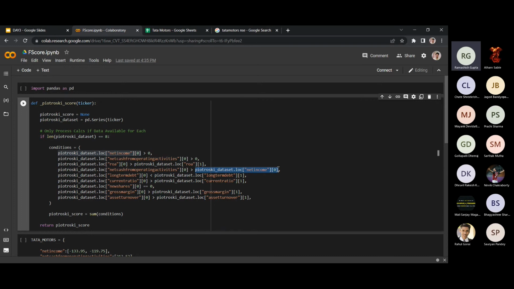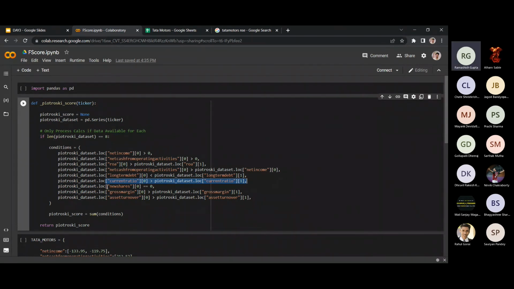Suppose the amount of income it has got, the net cash from the operating activities should be greater than that. It should not be that the whole income is getting converted. Then the long-term debt of a company should be decreasing. The long-term debt of the previous year should be greater than the long-term debt of the current year. Then is the current ratio. The current ratio should be increasing. The current ratio, as we discussed, is the measure of how good the liquidity is.